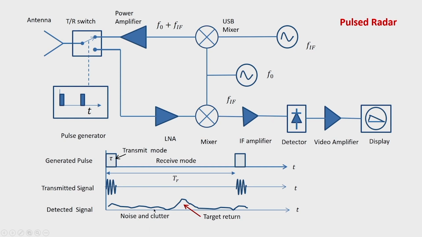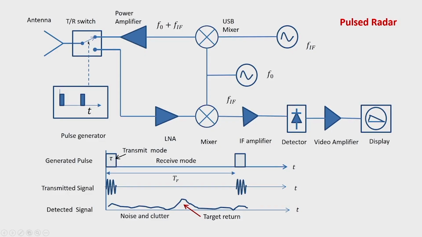So, it picks up the noise, clutter as well as return from the target, and it is adjusted in such a way that the target return appears when the system is operating in the receiving mode, and then the next pulse is transmitted. This TR switch provides very good isolation, because after transmitting, it is connected to the position corresponding to receive mode, and since it is a switch, the isolation between the transmit unit and receive unit is very high.